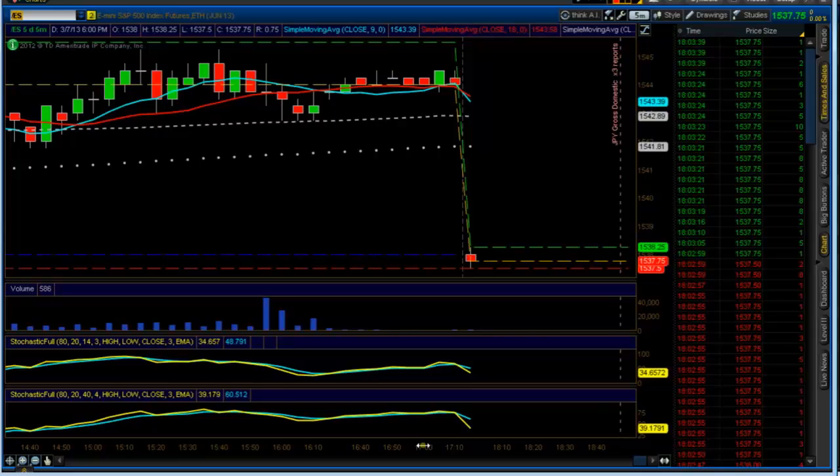I could do a screen share at some point in time. I can do some back testing on charts and show you how it works. Obviously not around the chop today.